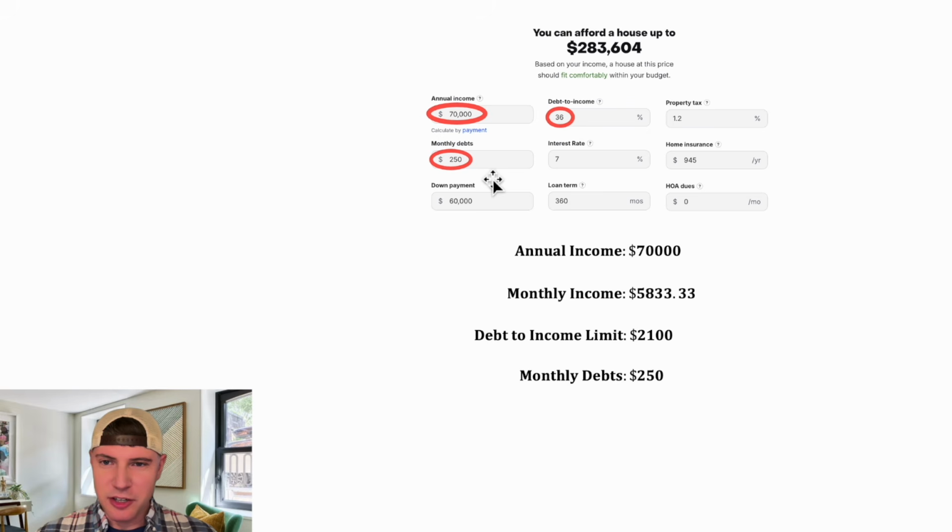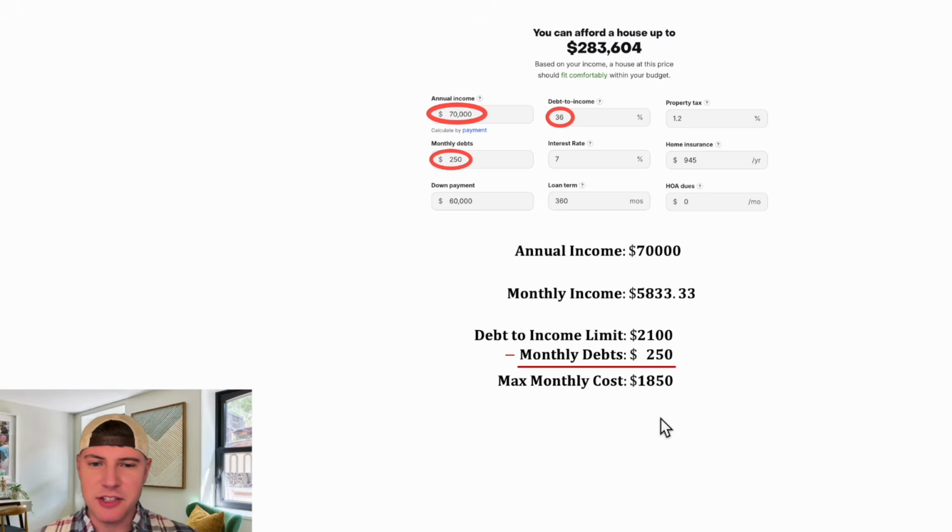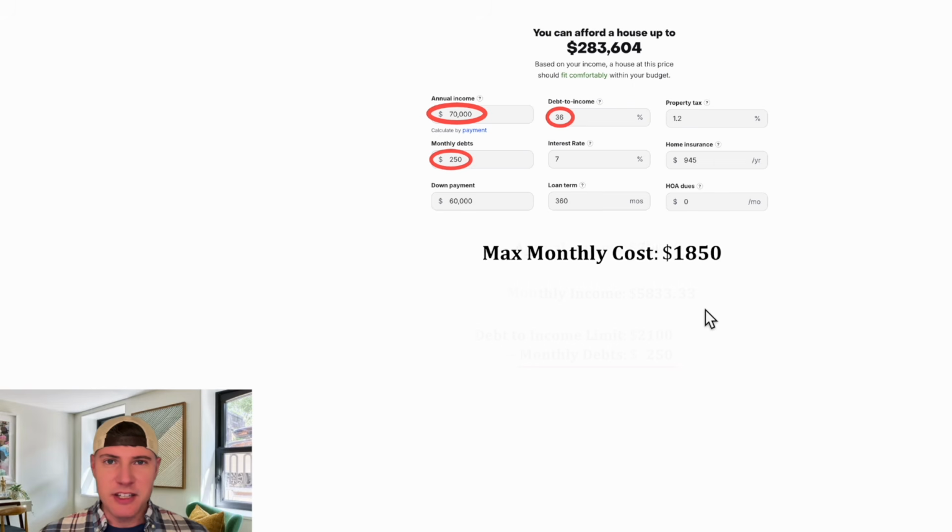And then from here, let's look at these monthly debts. These are monthly debts that you already currently have, like car loans or student loans or something like that. So let's copy down the 250 for monthly debts, and then we're going to end up subtracting these two numbers. That gives us the maximum monthly cost, which ends up being 2,100 minus 250, which is 1,850. 1,850 is the maximum you can spend on your mortgage, your interest, and your taxes on your house.